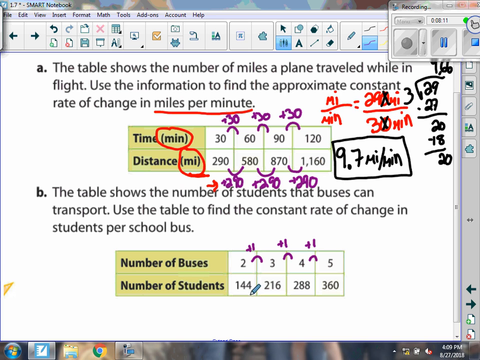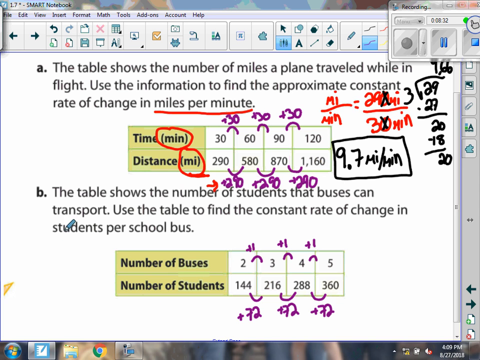The number of students from 144 to 216. Okay? So you'll need to subtract 216 minus 144. That gives me 72. From 216 to 288, that's 72. And don't forget your plus sign. And from 288 to 360, that's plus 72.